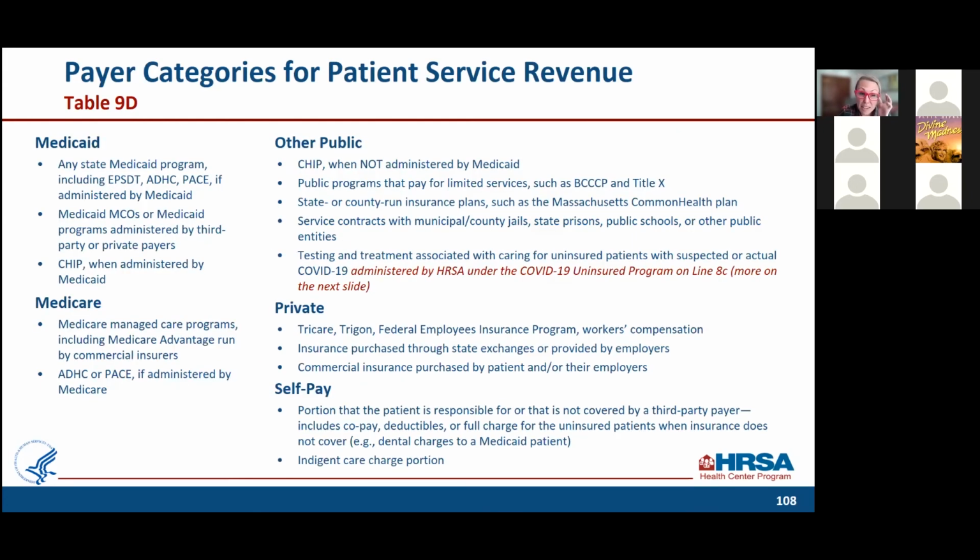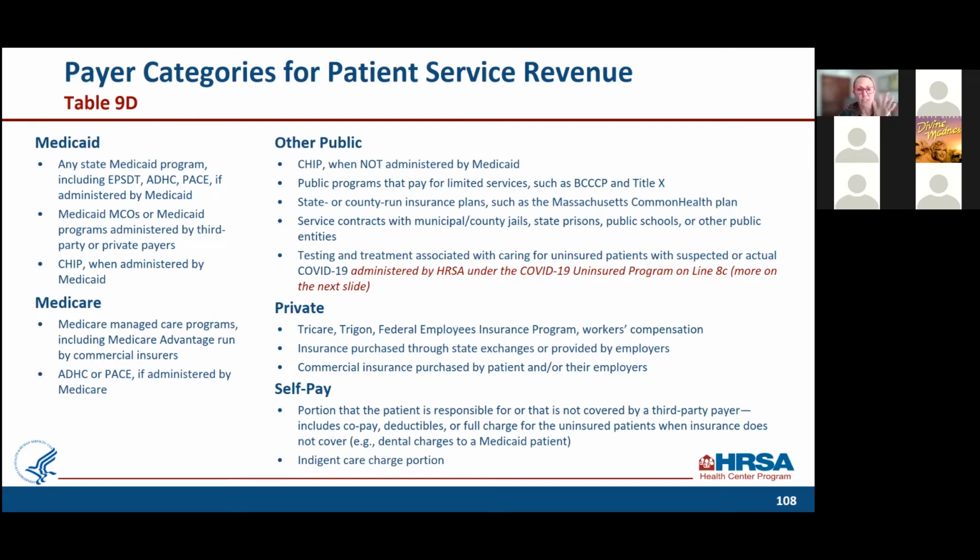So this slide is provided mostly as a reference. It really just spells out where revenue received from various payers is reported on Table 9D. Remember that this table has really 5 general sections. There's Medicaid, Medicare, other public, private, and self-pay. And then there's just a description under each.